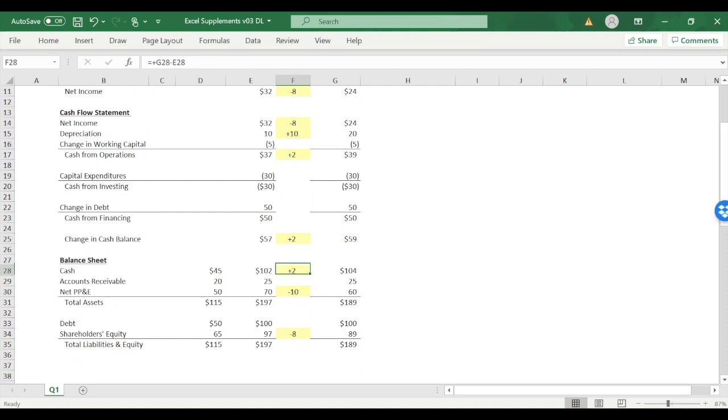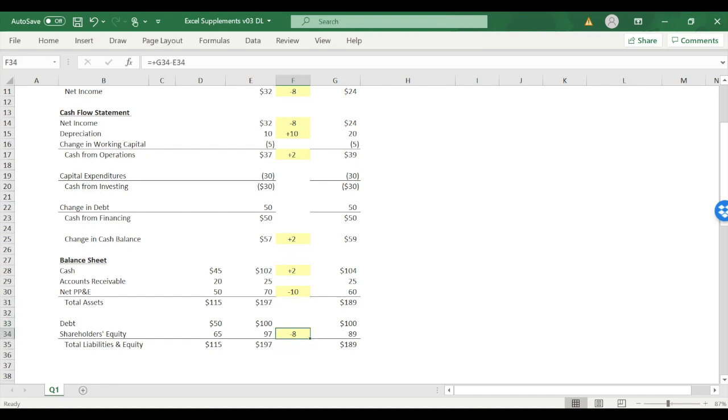Now, next we come down to the balance sheet. We've gone through income statement, cash flow statement, we come down to the balance sheet, and we see that our cash balance, which we calculated up above, our change in cash is plus 2. Then we come down to our net PP&E. Net PP&E is simply the PP&E amount minus depreciation. Well, we increased depreciation by 10, so we're going to have to subtract 10 here. And our assets, our total assets, are down by 8.